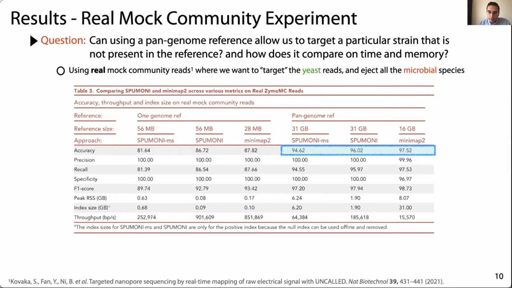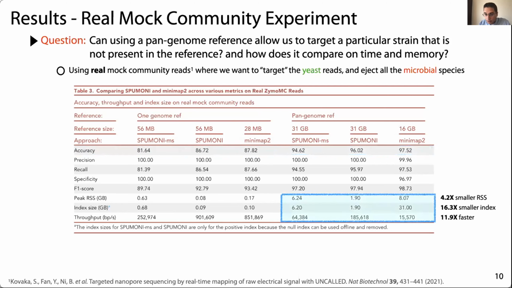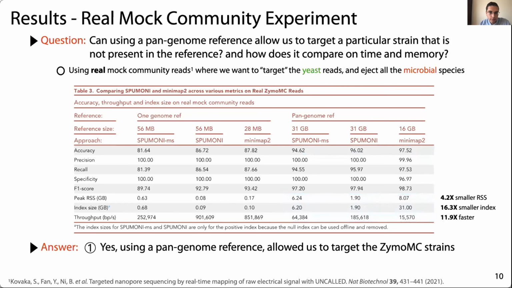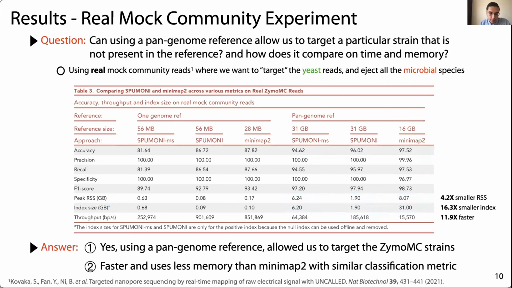But the big difference comes when you look at the time and memory. You can see that SPUMONI uses 4 times less memory, an index that's 16 times smaller, and is 12 times faster. This highlights the strength of SPUMONI when it's indexing large repetitive collections. So to answer the questions above, yes, using a pan-genome reference allowed us to target the Zymo mock community strains, even though they weren't in the pan-genome reference. And we're able to do it using less memory and faster than Minimap2, with similar classification metrics.